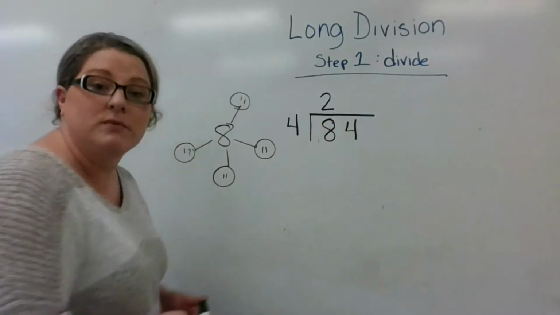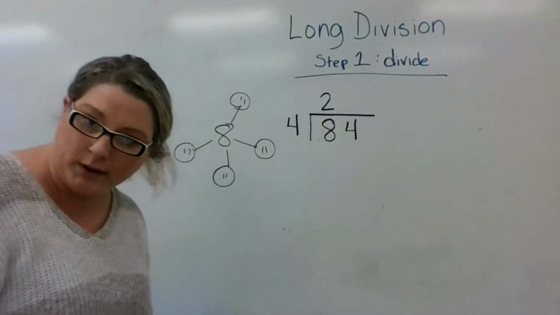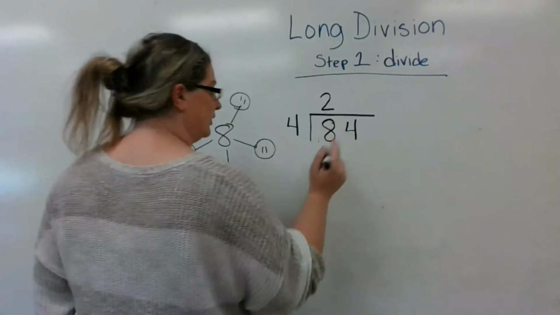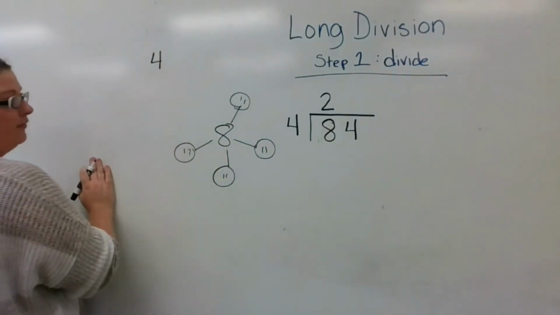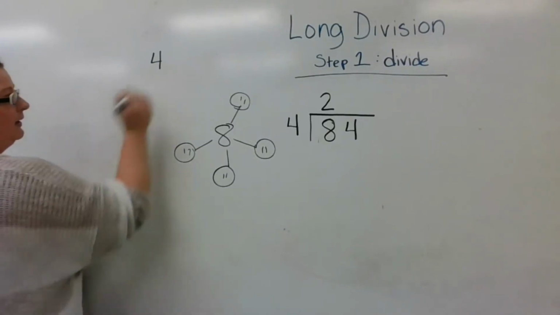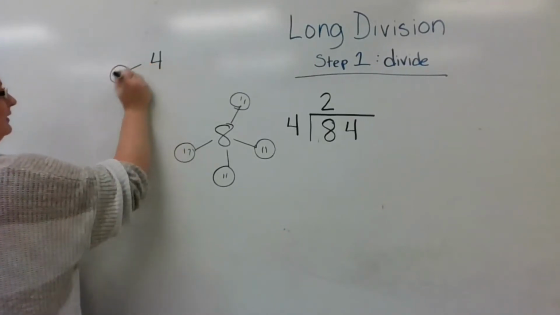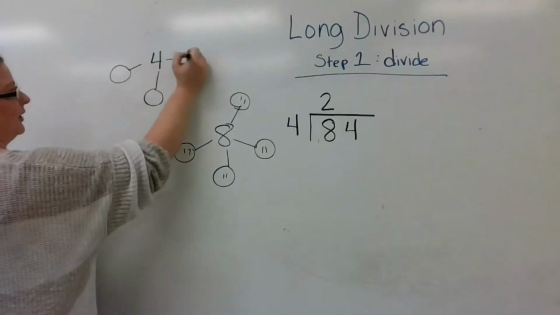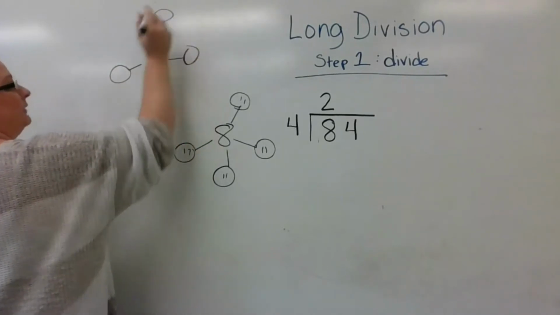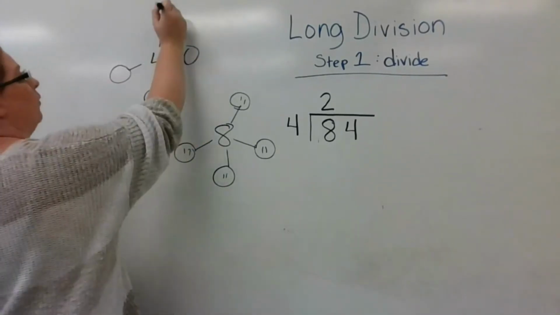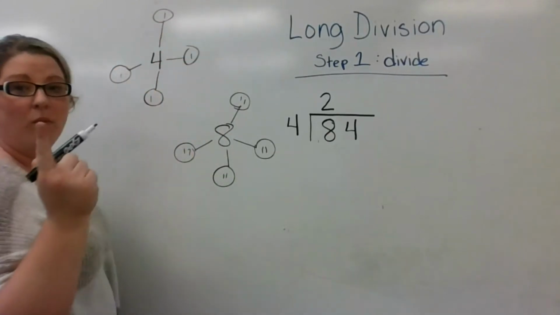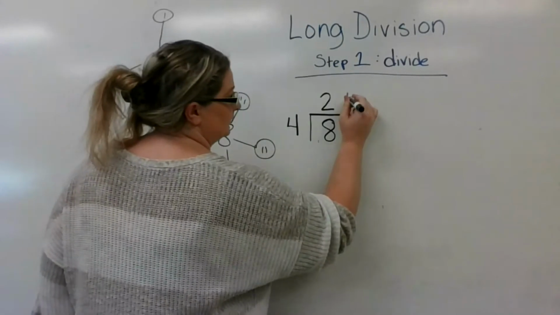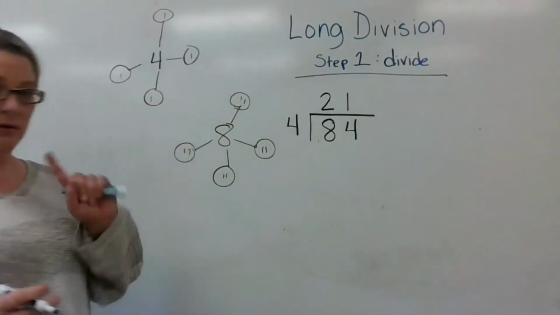So now that we've used our 8, we're just going to move over to this 4. So now I have 4. So what this is asking is, how many groups of 4 can be made with the number 4? How many groups of 4? Well, let's see. 1, 2, 3, 4. We have 4 groups of 1. So 4 can go into 4 one time.